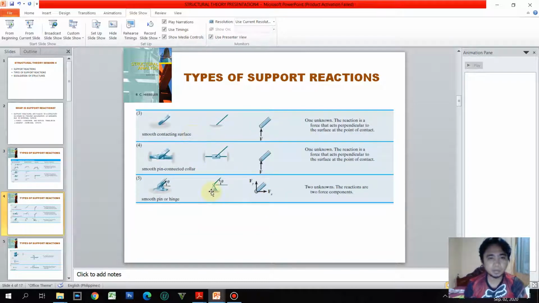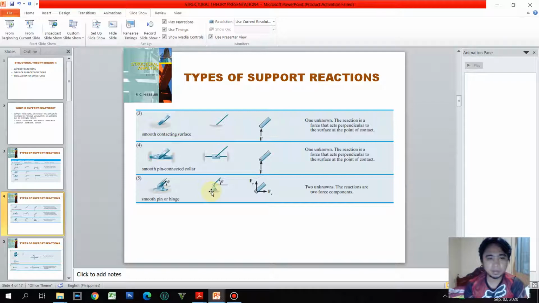Okay, number 3, we have a smooth contacting surface. This is somewhat similar to the roller or rocker. When a certain structural member or body is resting on a floor, an inclined plane, or any surface, there will be a single reaction that is normal to the surface.